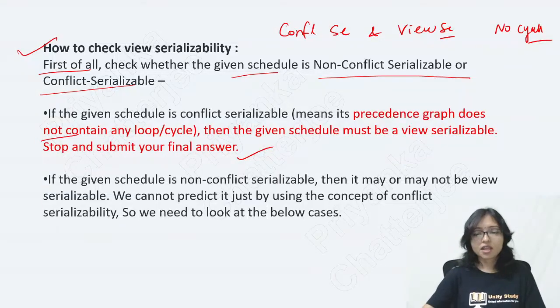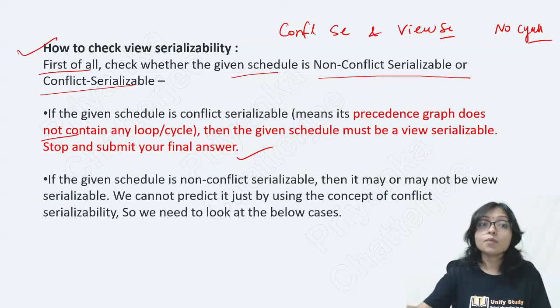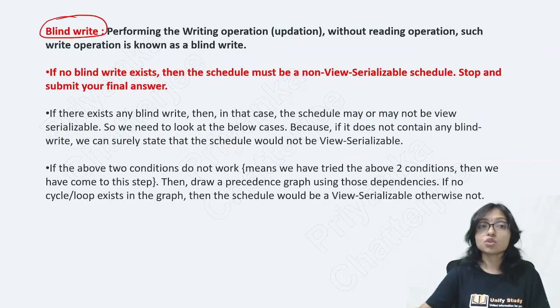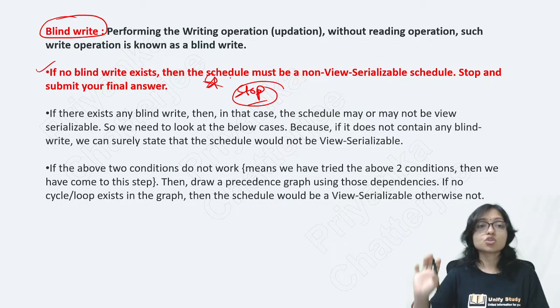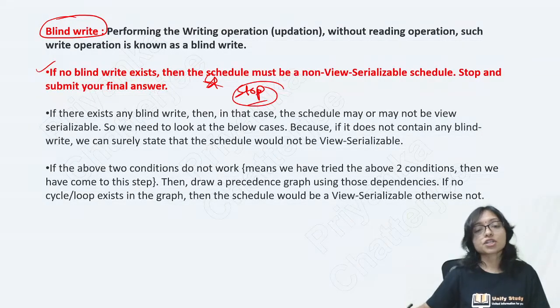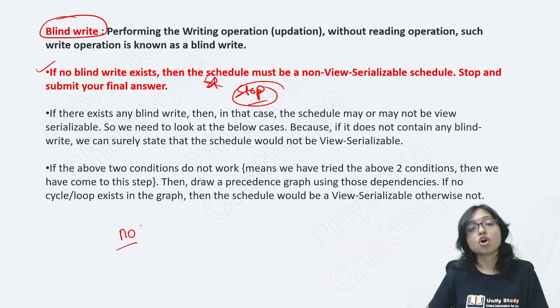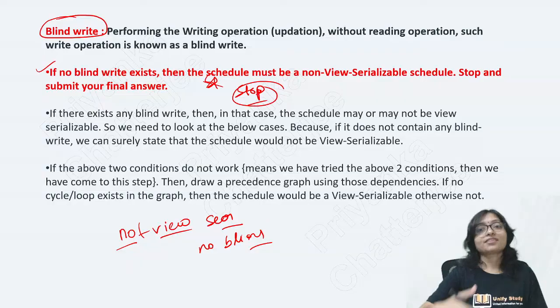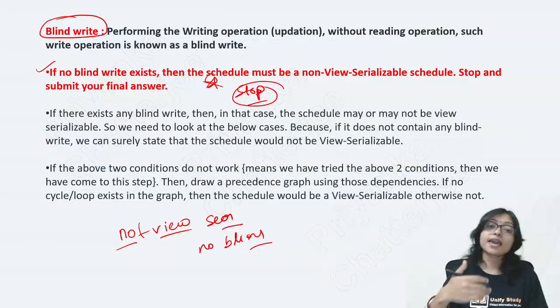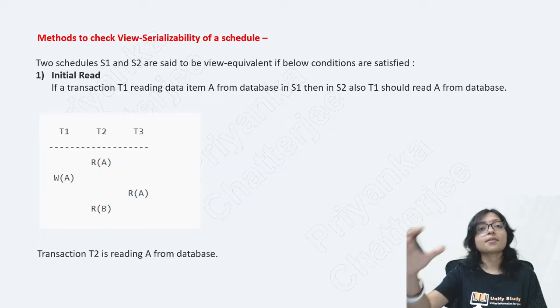That is clear. Now, if there is no blind write, then you can stop and tell them no, any swapping is not possible because there is no blind write. If there is no blind write operation, you can say no, it is not view serializable, because there is no blind write. But if there is a blind write, then again you have to go to the next step: can I do swapping here? For that some rules are also there.